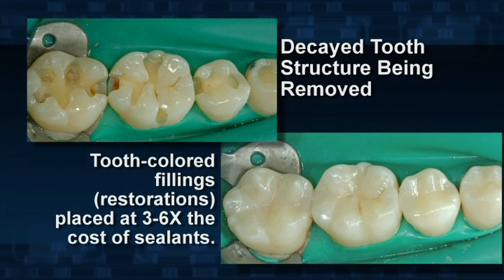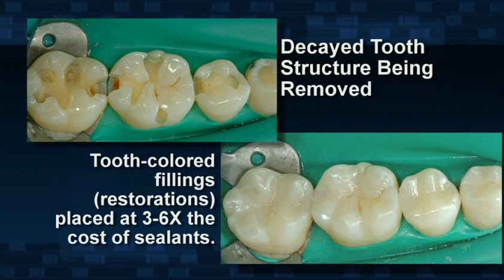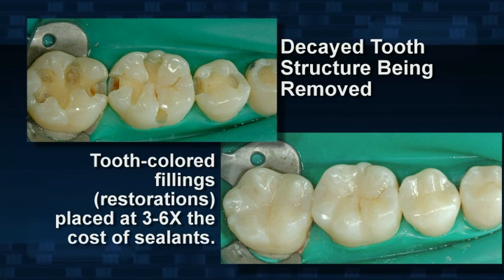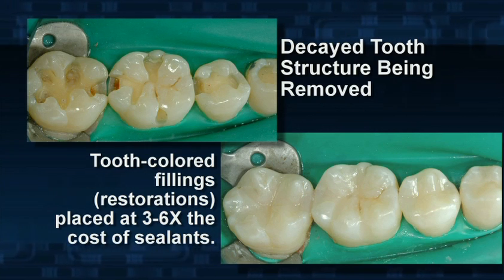When your dentist places typical silver or tooth-colored fillings, a significant amount of tooth structure must be removed, as you see in the left image. The finished tooth-colored fillings are shown on the right image. Although they are beautiful and relatively strong, sealants would have prevented the need for removal of much of that tooth structure, the weakening of the teeth, and the additional cost.